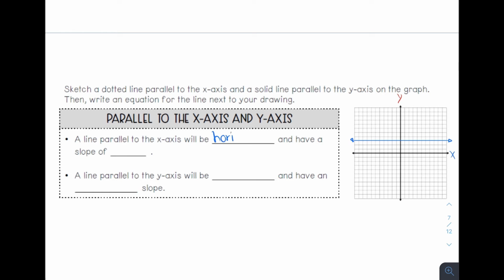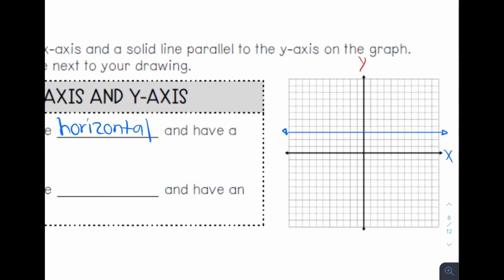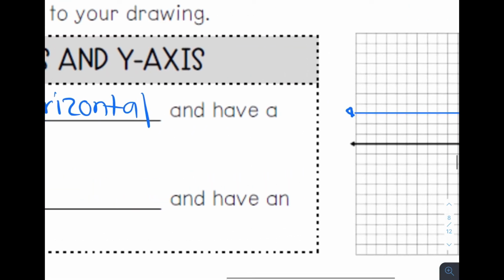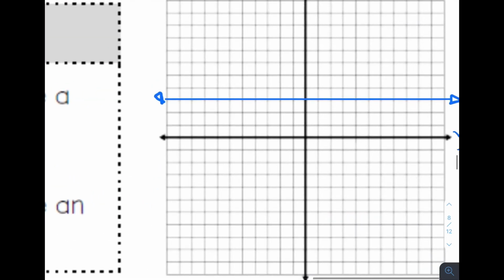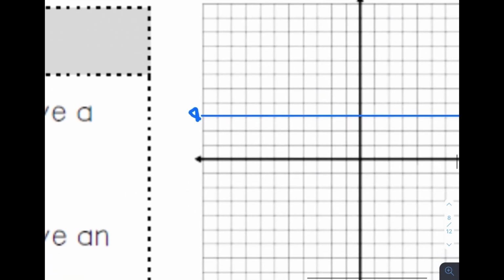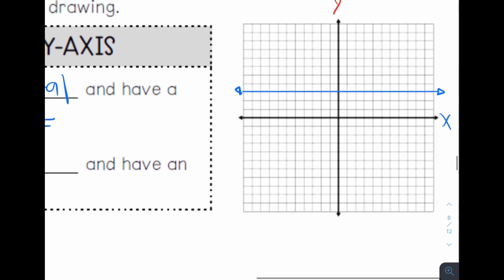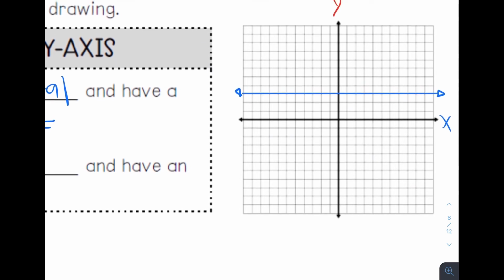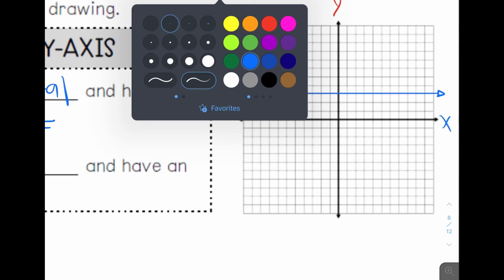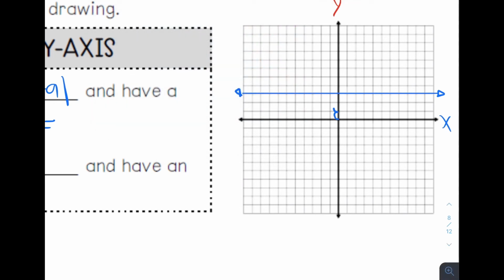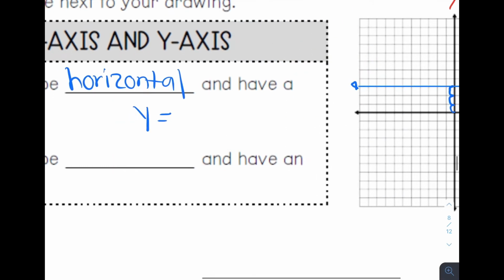and it says a line parallel to the x-axis will be horizontal and have a slope of 0. Okay, and the way you write down your equation is you use your y equals however many units you are away from x. So in this case, we are 1, 2, 3 units away from x. So it will be y equals 3.